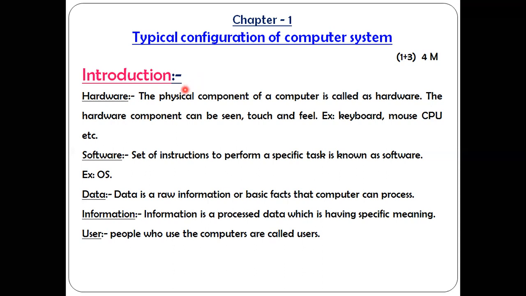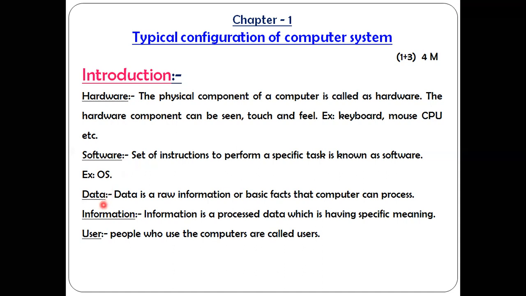So on the other hand, we have another term, that is software. Software refers to set of instructions to perform a specific task is called as software. Example for software is operating system, that is OS. Any operating system is an example for software.